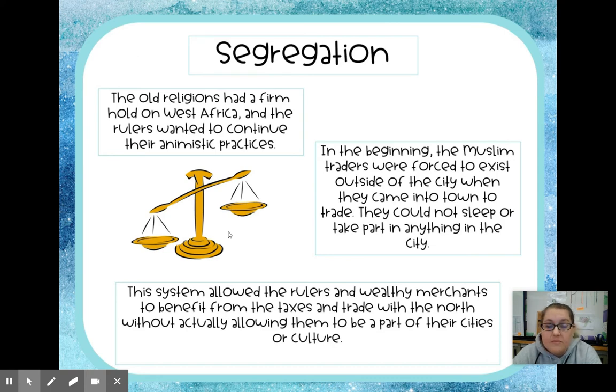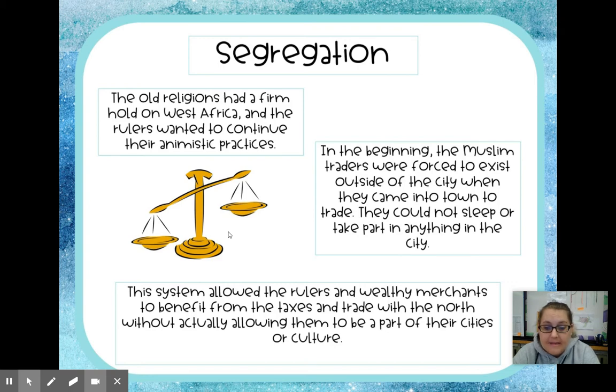So in the beginning, the Muslim traders were forced to exist outside of the city when they came into town to trade. They could not sleep or take part in anything in the city. All right, so they were segregated, which means kept apart from others based on, in this case, their religion. They were not even allowed to come into the city. They had to camp outside the city, and the merchants who traded with them would go out of the city and trade with them and go back in. So it was not well accepted originally in the kingdom of Ghana.